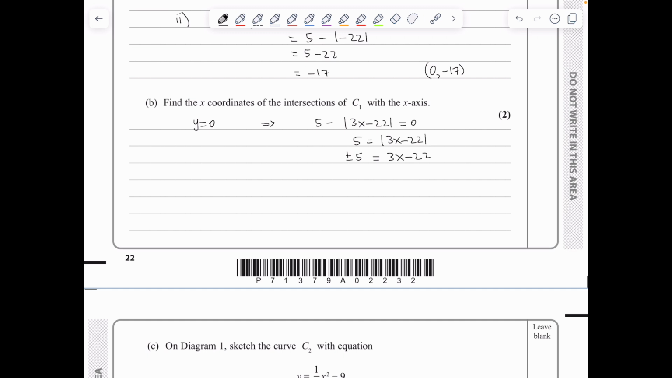So let's start with the plus case. So 5 is 3x minus 22. So we've got 27 is equal to 3x, and therefore x is 9. And the other case is -5, being 3x minus 22, leading to 17 being 3x, and therefore 17 over 3 is the other cut on the x-axis.